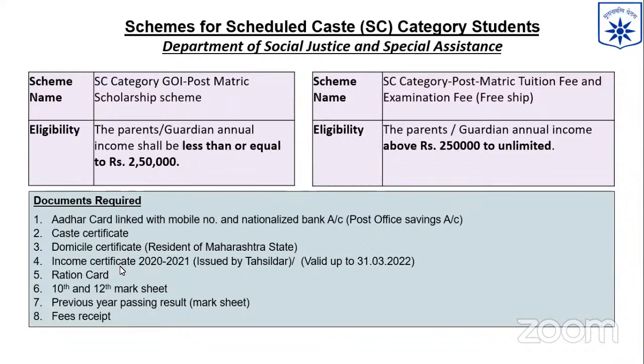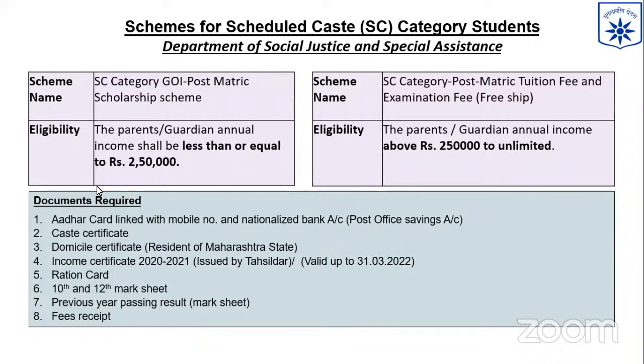Now here also you note it down that the income certificate which is required is for the year 2021. The certificate should be issued by Tahsildar office and it should be valid till 31st March 2022. Another document which is required is ration card, 10th and 12th mark sheet, previous year passing result, and your fee receipt. So these all are the documents which are required for SC category, that is scheduled caste category students.